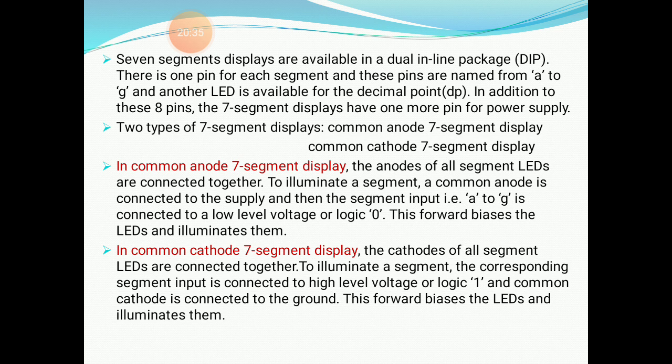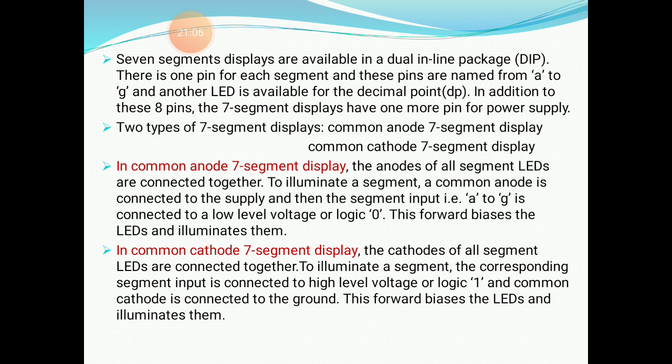The positive terminal is connected to the power supply, and the negative terminals are represented with segment names A to G. If you want to illuminate a particular segment, apply a logic 0 to that cathode, A to G. The LED will be forward biased and will illuminate. So when logic 0 is applied to a particular segment, the LED will be on. That belongs to active low logic.